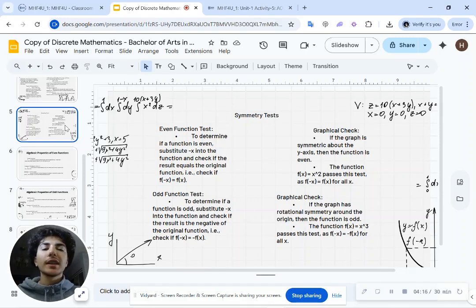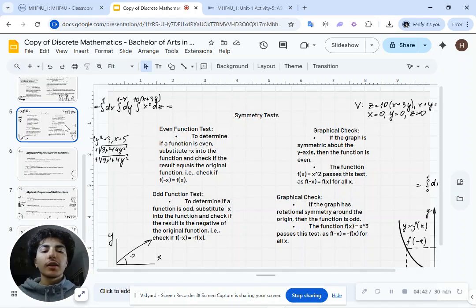So for an even function, we need to test if it comes back to the original function. For an odd function, we need to test if it comes back negative. Graphical check. If the graph is symmetrical about the y-axis, then the function is even. The function f(x) = x^2 passes this test as f(-x) = f(x) for all x's. So it checks out and it's even.